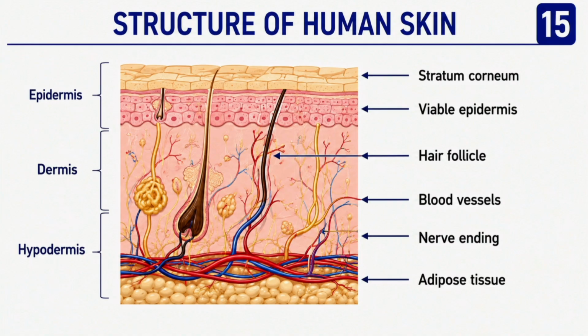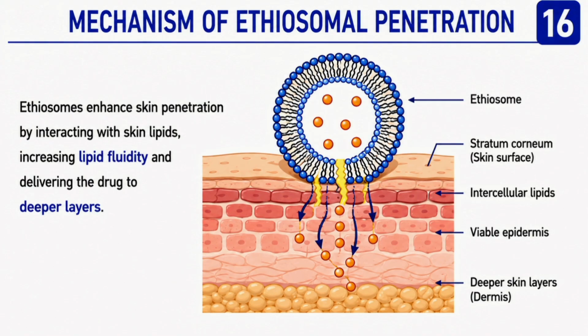So ethosomes are particularly interesting because they can improve the movement across the stratum corneum and increase the drug deposition in the deeper skin layers here. Okay, so the deeper drug delivery can be highly achieved by use of ethanol. Okay, so that's why these are the more effective type for drug delivery systems. So mechanism of the ethosomal penetration.